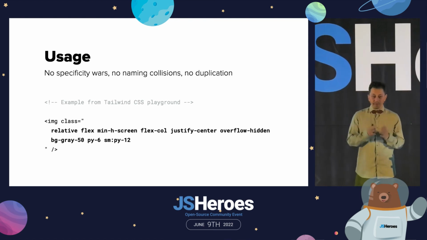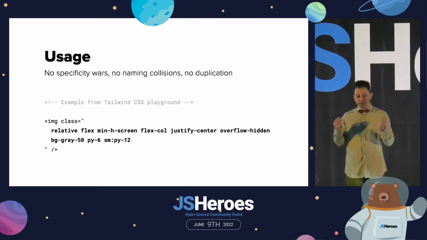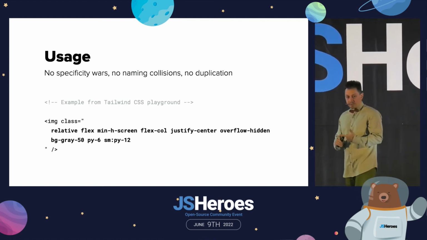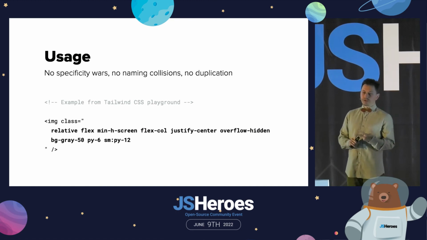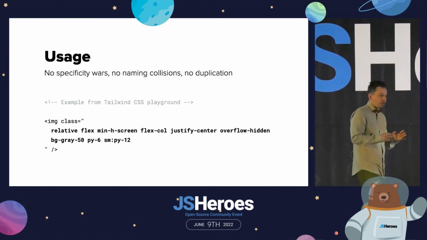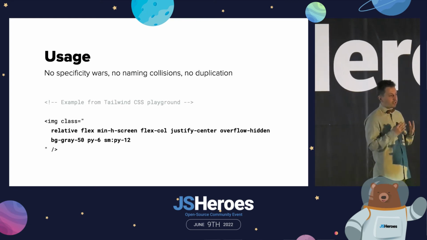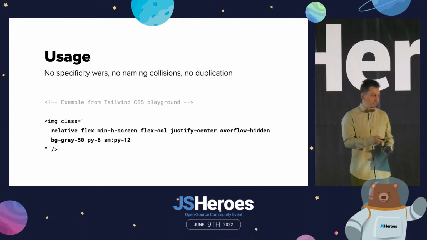But this basically provides us with a zero-specificity world. We don't have to worry about specificity because we're not overriding any styles. We are just using existing class names provided by the framework. No naming collisions, because again, we don't write any more CSS, and no duplication of styles. So basically, all the biggest problems of CSS are solved through this small dogmatic approach of atomic CSS.